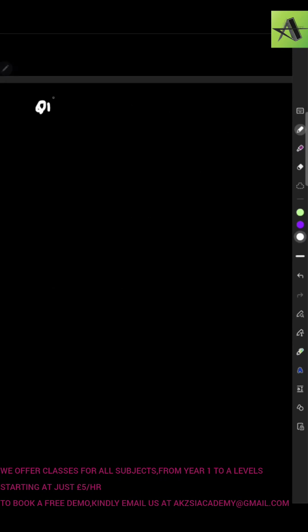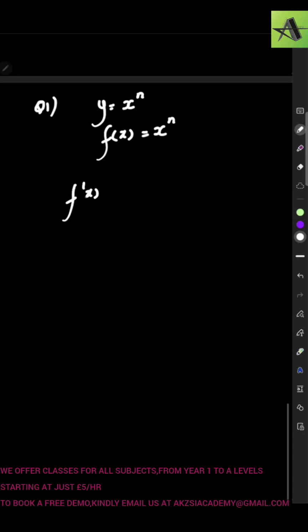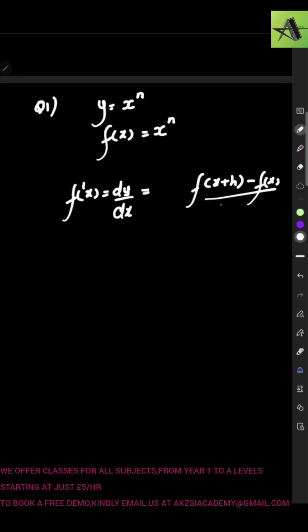Now the question is, we have to find the derivative of y equals x to the power of n, or I can say f of x equals x to the power of n, by first principle. Whenever we have to do it by first principle, the first thing is to write down the first principle, which is f dash x or dy over dx equals f of x plus h minus f of x over h, where h tends to 0, that's the limit.